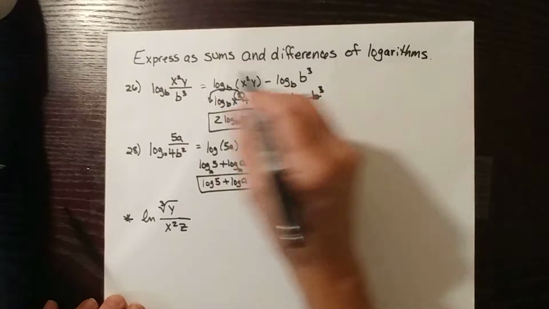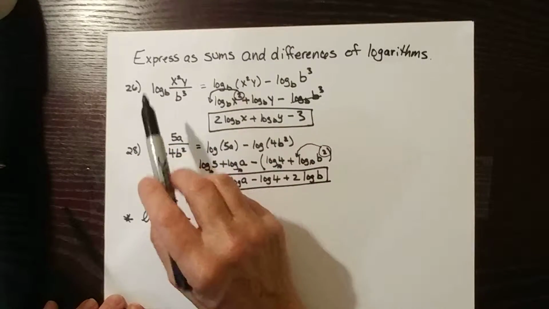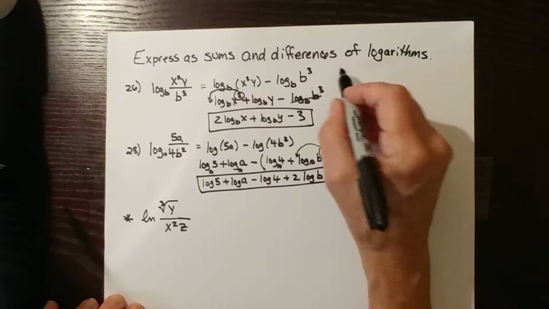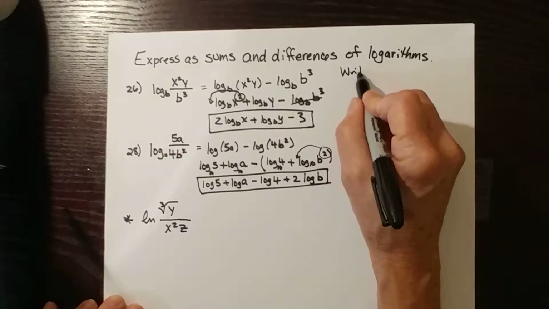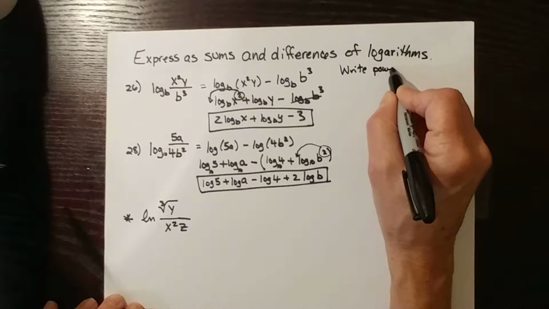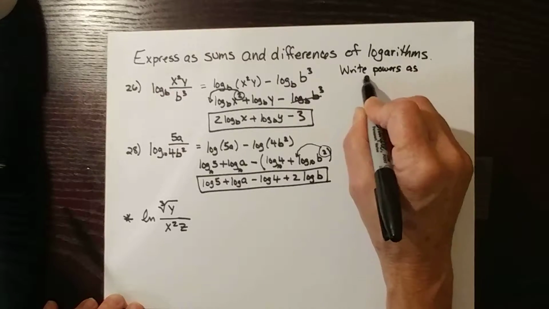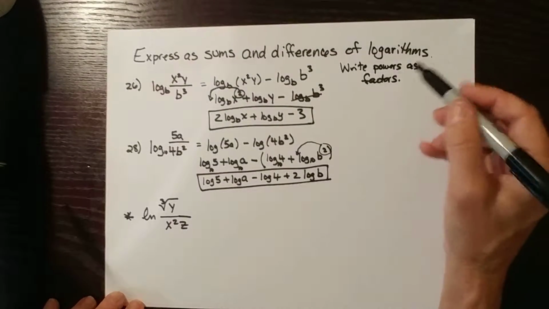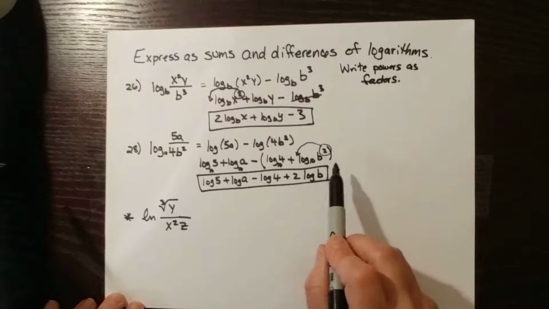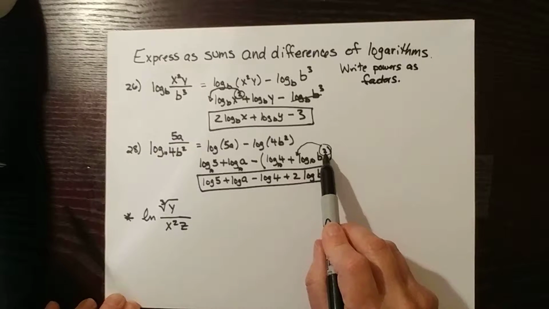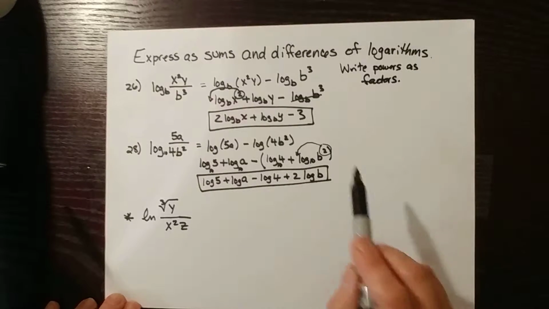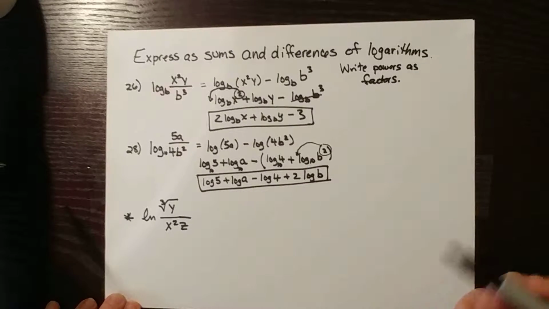And lots of times on these problems, there'll be an extra instruction. It says express as sums and differences of logarithms. And then it will say write powers as factors, or it will say express powers as factors. What that sentence means is, see this power of 2? I rewrote it in the front as a factor. It's 2 times the log base 10 of b. That's what they want you to do when they say that. And so most likely I will ask you guys to do that as well.